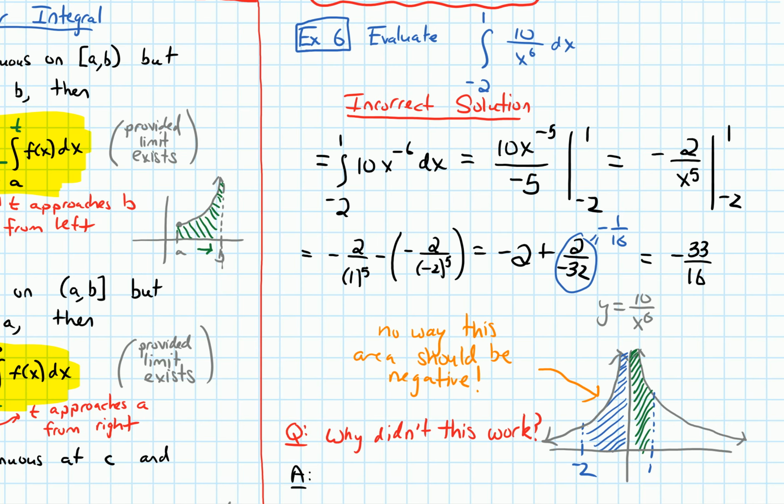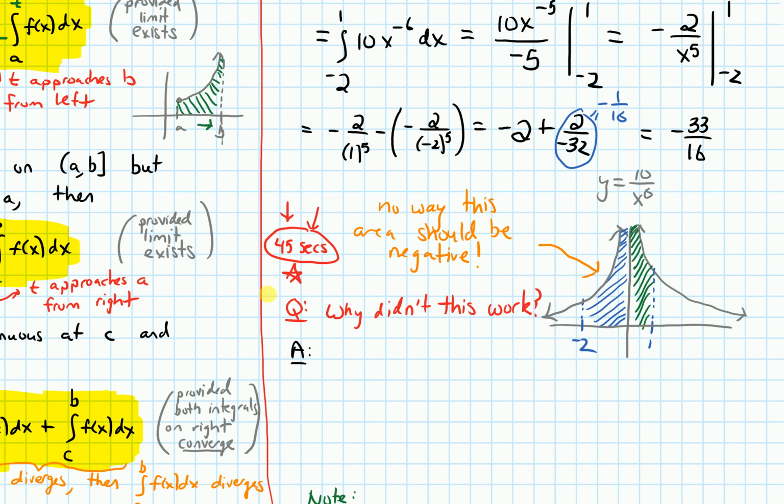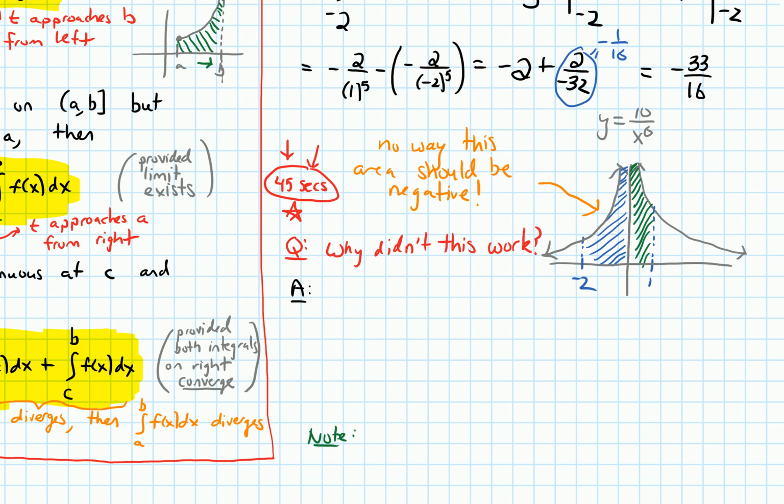So I want you to pause the video for maybe 45 seconds and see if you can figure out either what was wrong about our computation or the correct way that we needed to approach this. So 4, 3, 2, 1, pause that video. Pause it for 45 seconds to think about why didn't this work computationally, and what the correct way that we need to approach this is. All right, so hopefully you did that. Hopefully you paused it for about 45 seconds to think about that.